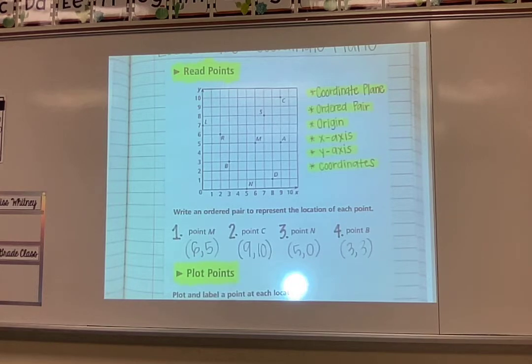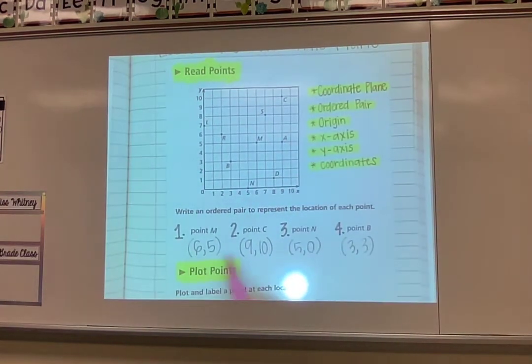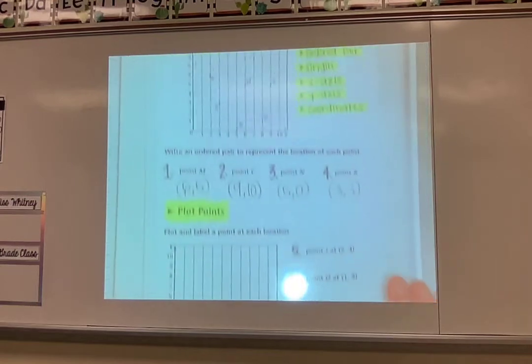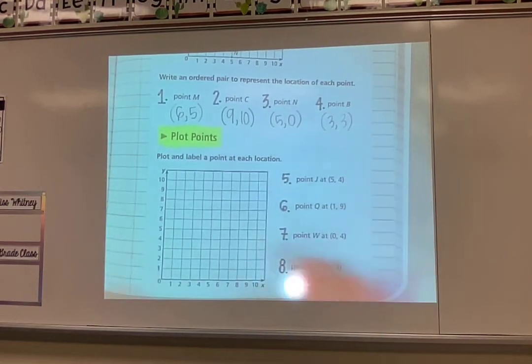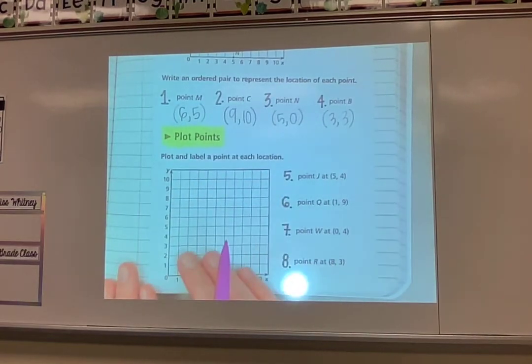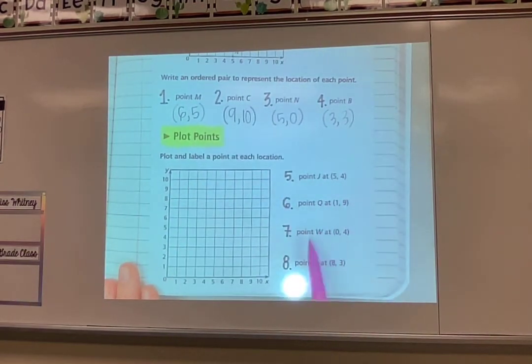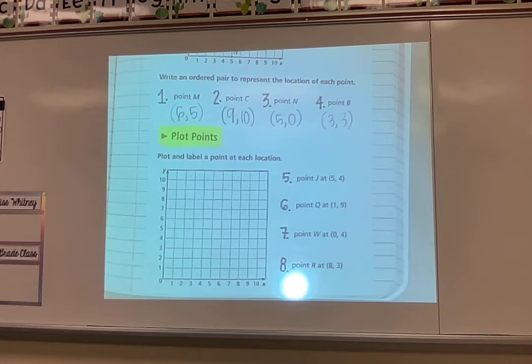All right, just like we can take those points and write the ordered pairs for them by looking at them, we can also plot those points on the graph. So here they're going to give me a coordinate plane that is blank, and they want me to put these points onto the coordinate plane. So let's go ahead and start with number 5.